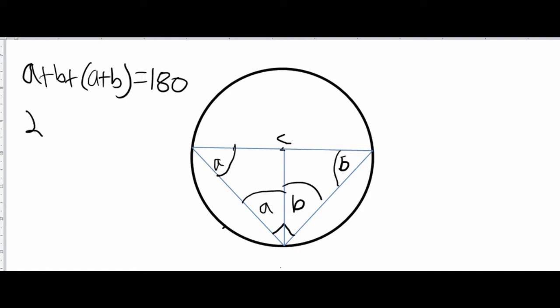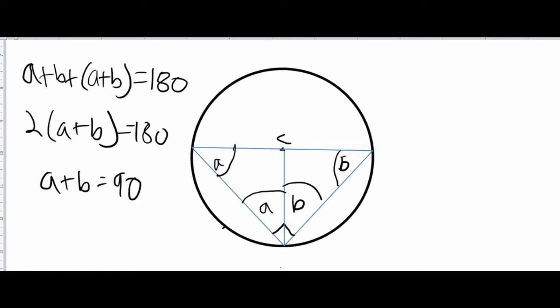And so 2(A plus B) is equal to 180. And so A plus B is equal to 90. And A plus B is this angle here. Therefore, the angle in a semicircle is always a right angle.